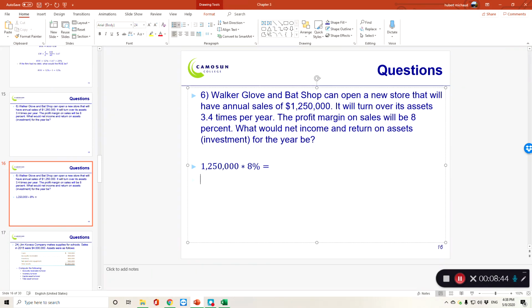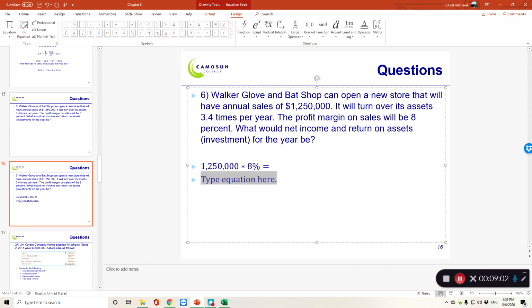In order to find the return on assets, it's a little bit harder. They don't give us the asset. We just found the net income. Return on asset is net income divided by asset, so we need to find our asset somewhere. There's a pretty straightforward way to find it here. We know that the asset turnover, which is our sales divided by our assets, is equal to 3.4.